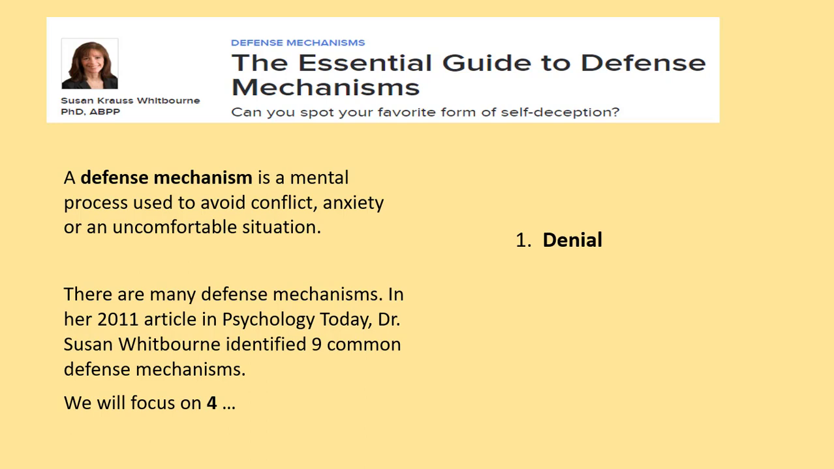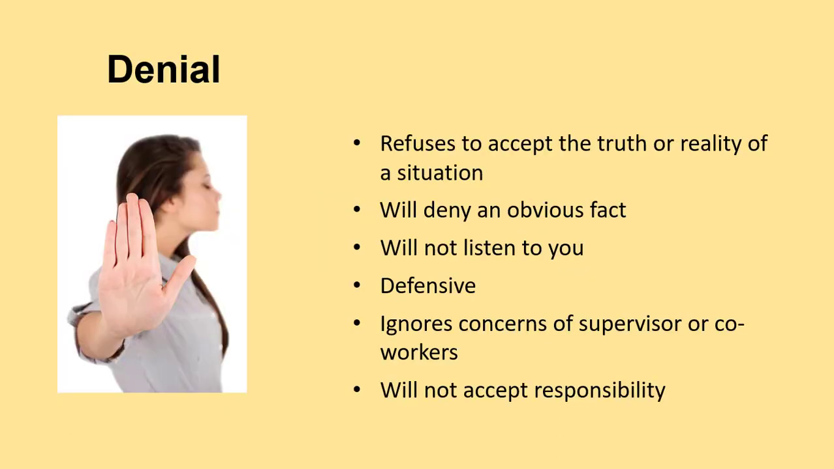Well, here's 4. Denial, projection, rationalization, it's hard to say during a lecture, rationalization, and regression. We're going to look at each one of those individually. The first is denial. We all know what denial is, right?